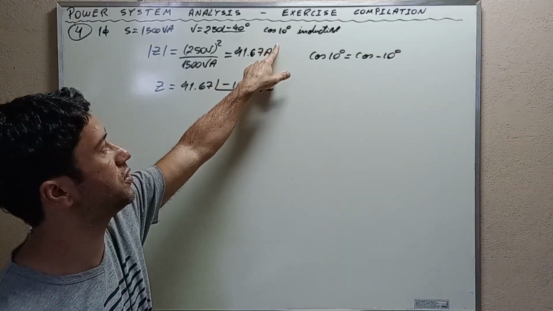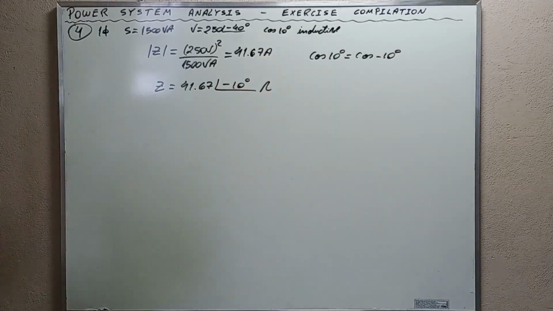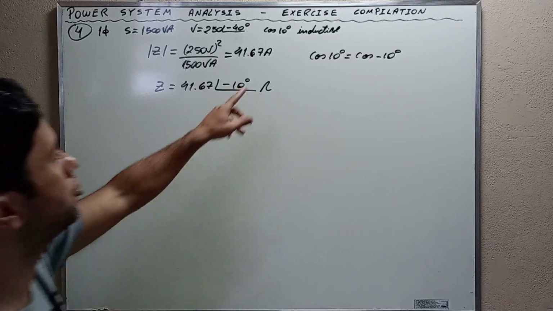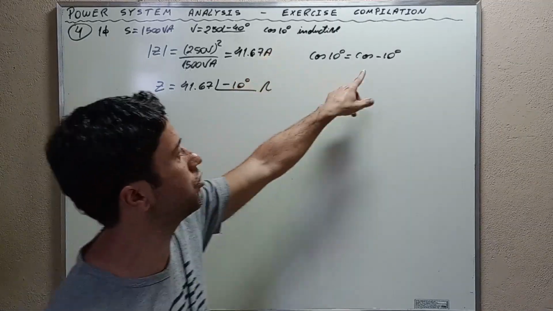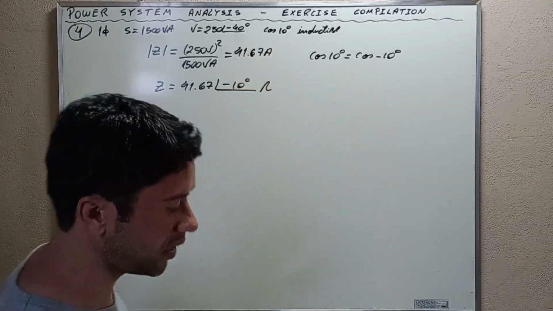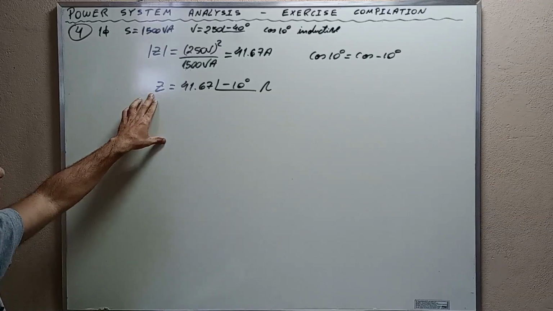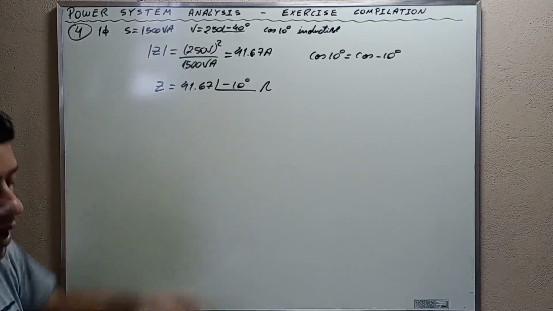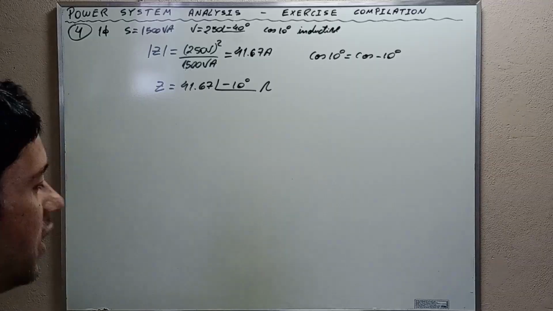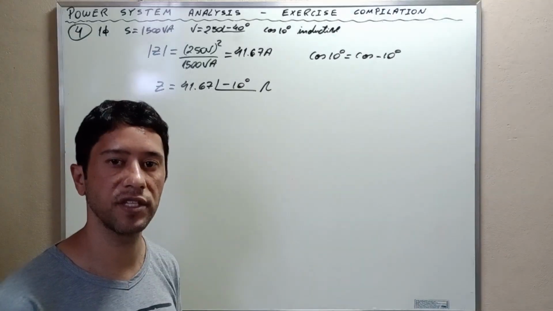The exercise said that the power factor is equal to the cosine of 10 degrees, okay? But as the load is inductive, the exercise stated that the load is inductive, we are not going to use cosine 10. We are going to use cosine negative 10, because the cosine of 10 is equal to the cosine of negative 10. And as the load is inductive, its angle is negative. Alright, this is all for exercise number 4. Let's go to exercise number 5.